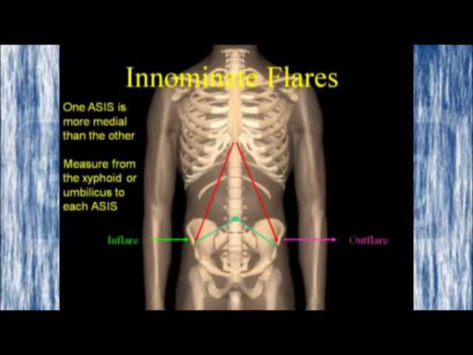And then the flare. Where is the ASIS relative to the midline? So you look at your xiphoid process, or you look at the umbilicus, and you look at how that ASIS lines up. Is it flared out laterally? Is it flared in medially? And you get a sense of what's happening. Now, if you just see that the right one is further away from the midline than the left one is, you don't know if that's a left medial flare or a right lateral flare. You need to diagnose which side the dysfunction is on.